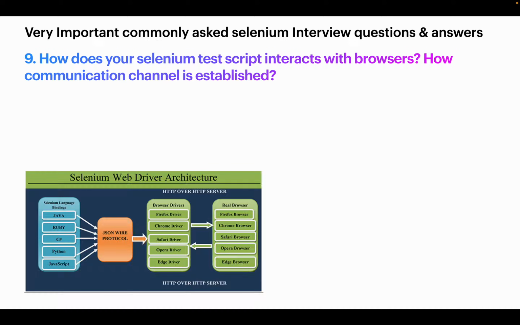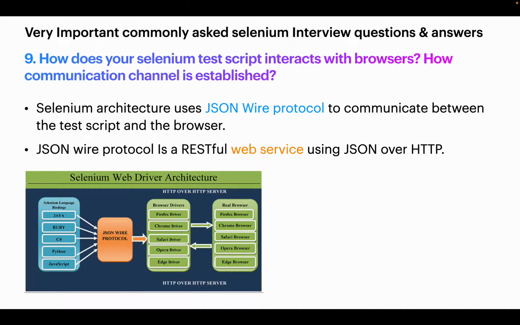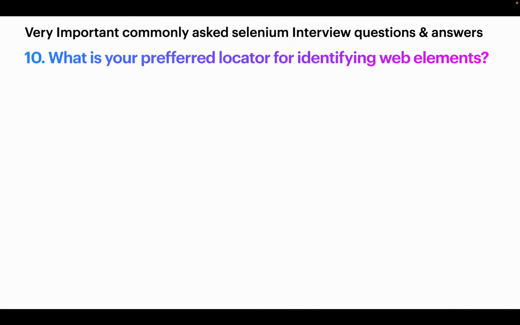The next question is, how does your Selenium test script interact with browsers? How is the communication channel established? Basically, you need to be good in WebDriver architecture, explaining WebDriver architecture here. They are asking how the communication channel is established between your test script and the browser. Okay, Selenium provides a protocol called JSON wire protocol. It helps us to communicate between the test script and the browser. So if the question comes on communication channel, you can explain that JSON wire protocol helps us to communicate between the test script and the browser, and basically it's a web service. Okay, it runs over HTTP. Okay, that is the answer for this question.